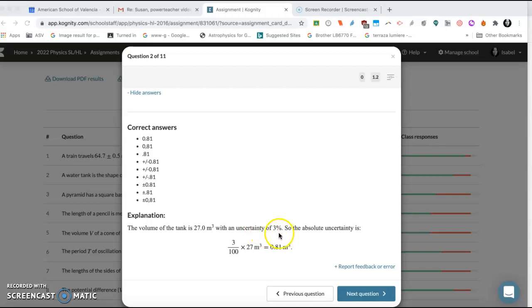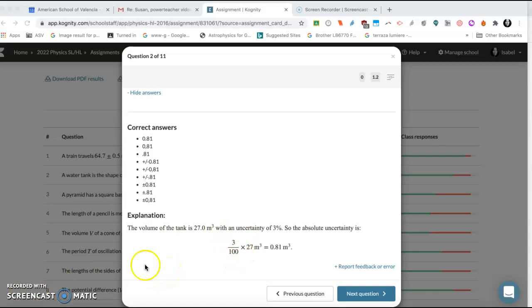Now, you can either work out, using your calculator, 3% of 27, or you can unpack the percentage: 3 over 100 times 27. This is the last part where you end up with your final absolute uncertainty. You go from percentage to absolute by multiplying the percentage either as a percentage using your calculator or as a fraction of 100, 3 over 100.